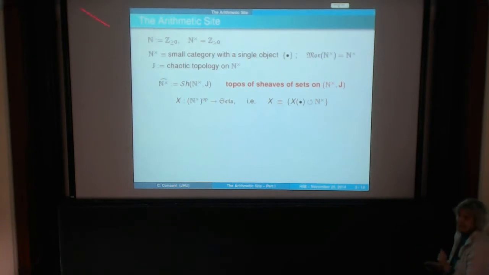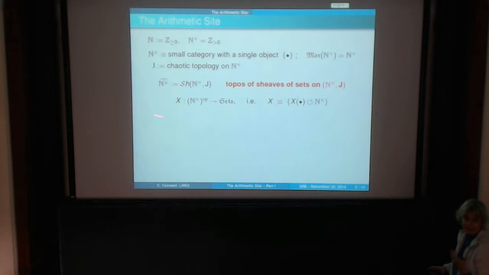The topos is a category, so the elements are sheaves of sets on this site. And so an element, for example, you see I call it X here. It's a contravariant functor, so N cross, it's a sheaf, so it's a contravariant functor from N cross to sets.